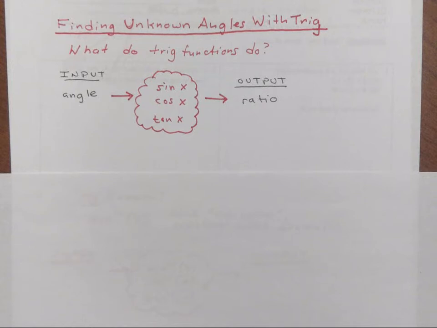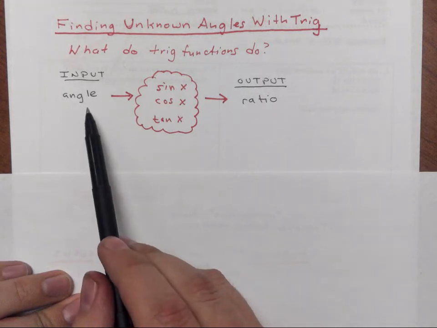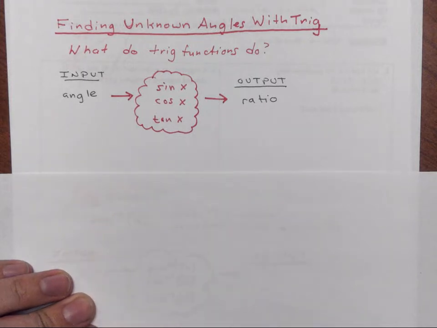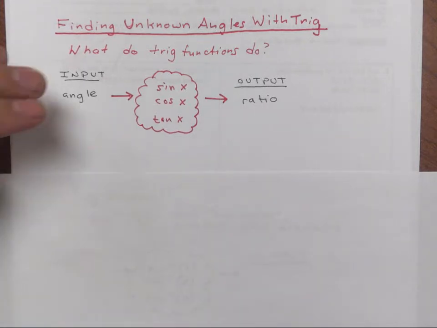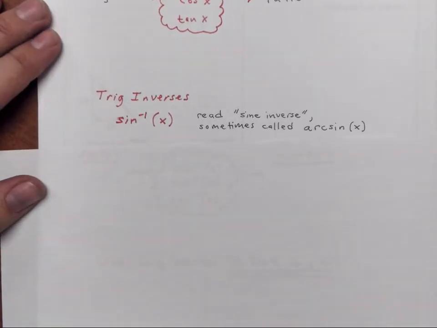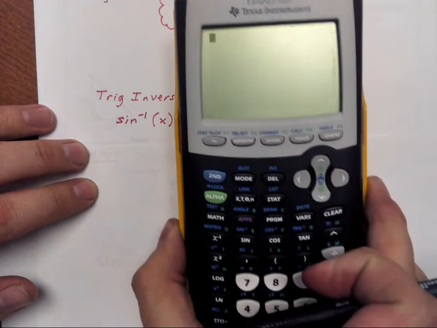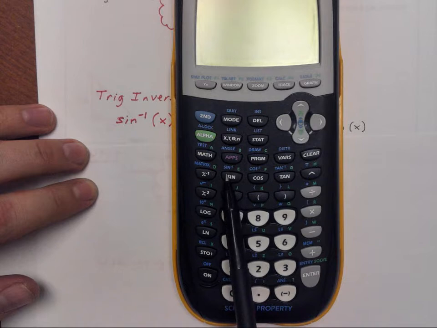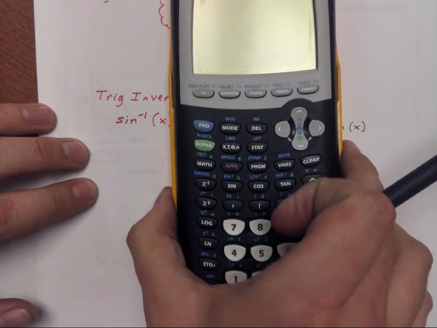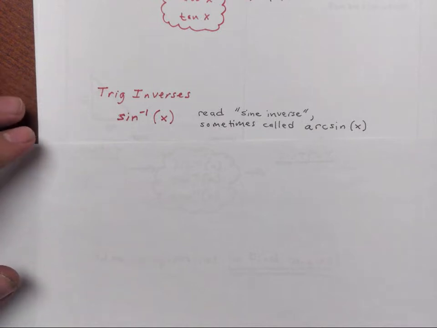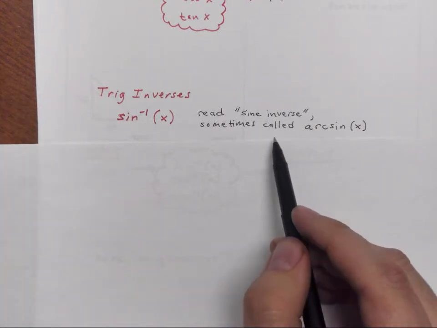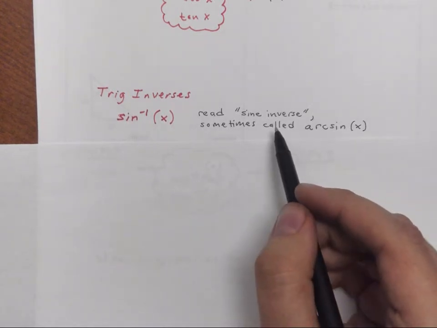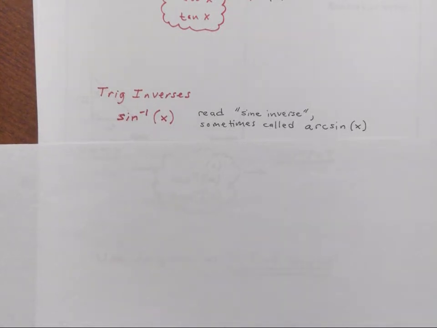An inverse undoes what was done, so this is going to allow us to go backwards. Rather than going from the angle to the ratio, I will go from a ratio back to the angle measure that I started with. Trig inverses are written with a little -1, and you can see, I'll bring the calculator over here. Here's sine, cos, tan. If you look above them, the second option is sine inverse, and cos inverse, and tan inverse. That's how these are read. They're read sine inverse, cos inverse, tan inverse. Sometimes they are called or written as arc sine or arc cosine or arc tangent, but I will generally refer to them using the sine inverse language.